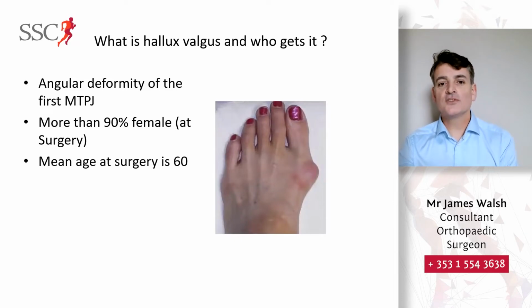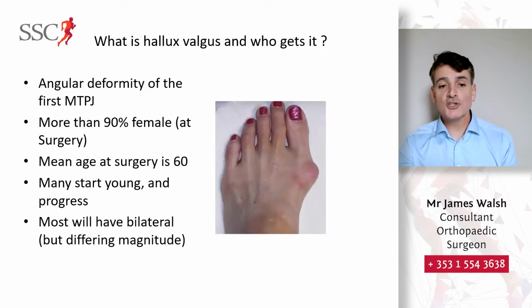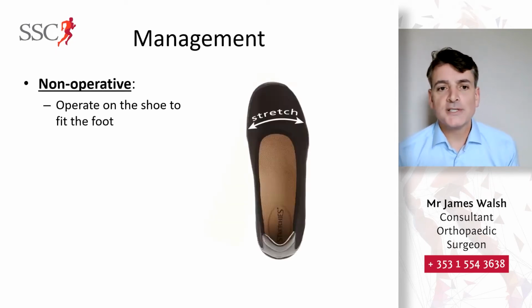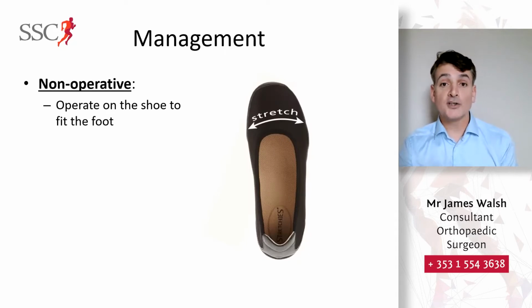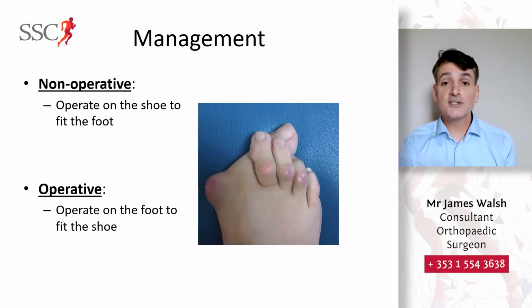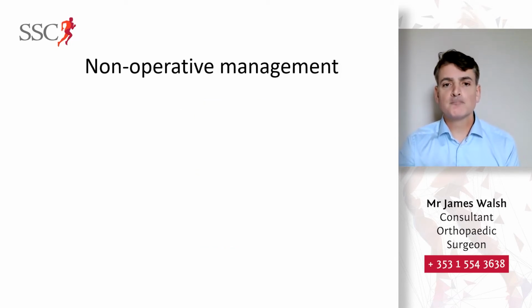About 90% of these are female at the time of surgery. You can see this is a nice significant bunion. The mean age of surgery is 60, but this is getting lower all the time. And many people start young and progress. Most people will have bilateral or both-sided bunions, but with differing magnitudes. So how do you manage these? Well, you can either operate on the shoe to fit the foot by getting a wider shoe, or the foot to fit the shoe. And usually it's a combination of both things.